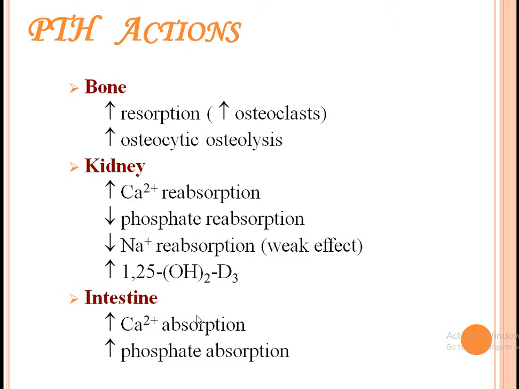The actions of the parathyroid hormone are mainly through the bone, kidney and intestine. Through the bone, increased resorption and increased osteocytic osteolysis take place. Through the kidney, increased calcium and decreased phosphate and sodium reabsorption take place, while there will be increased formation of 1,25-dihydroxycholecalciferol. Through the intestine, under the effect of the parathyroid hormone, there is increased calcium and phosphate absorption. We will discuss all these actions one by one in detail.